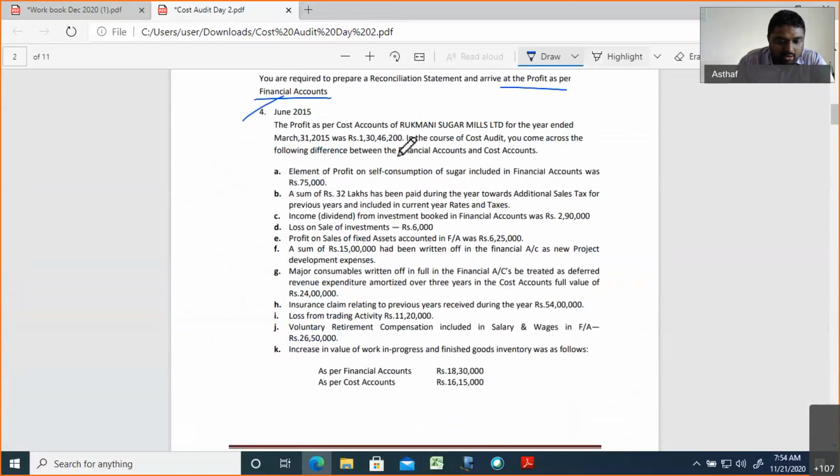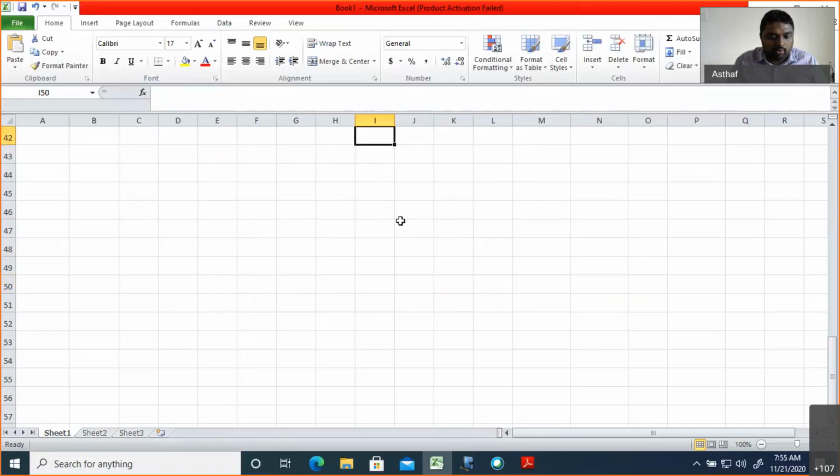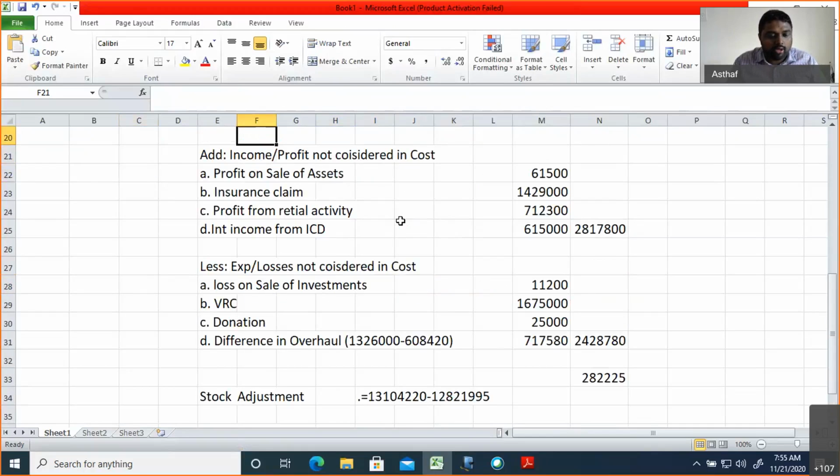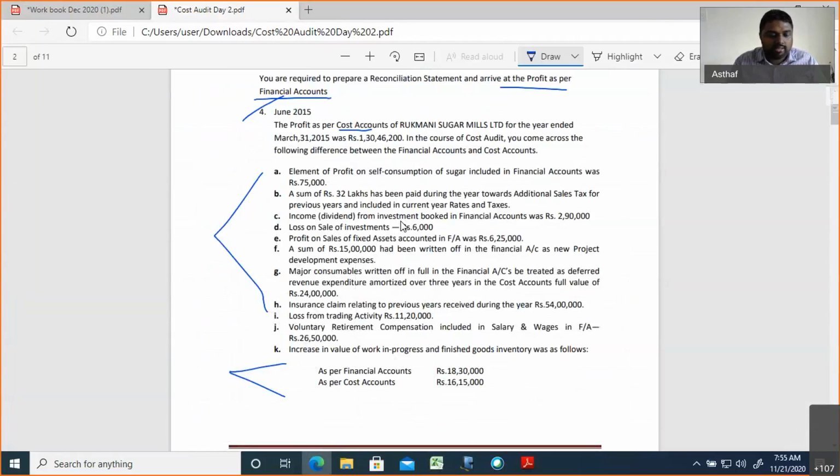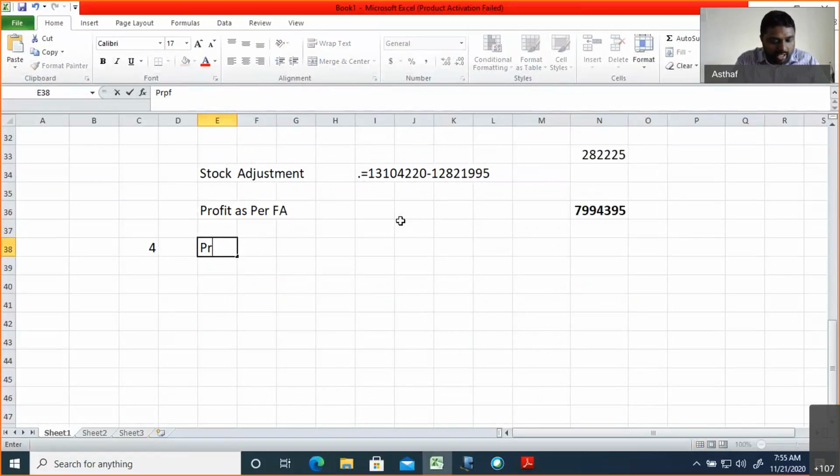See question number 4. See here it is starting with the cost profit. So here also there is an interesting concept we are doing for you. This whole concept you know, because these are all general points we have discussed in the last case also. So we are doing question number 4, stock adjustment alone. This question starts with profit as per cost accounts.